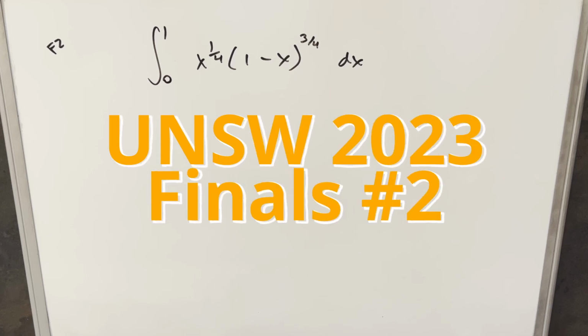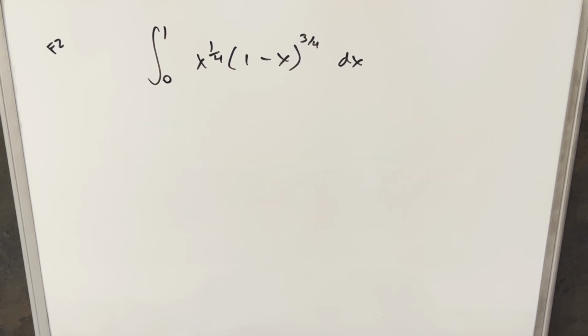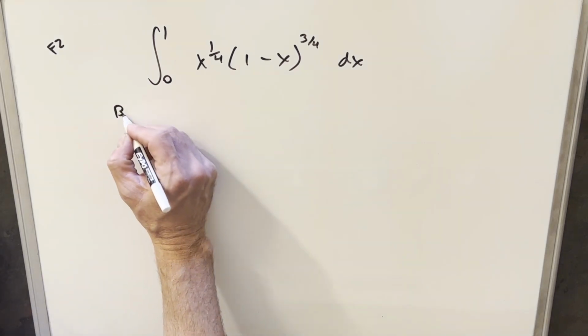Okay, we have another interesting integral here from the UNSW Integration Bee 2023. This was finals problem 2. We have the integral from 0 to 1 of x to the 1/4 times (1 minus x) to the 3/4 dx. Okay, and you may know where I'm going with this. I want to use my favorite method on this, the beta function.